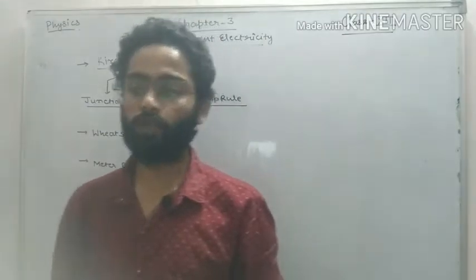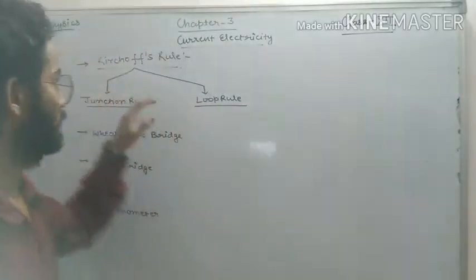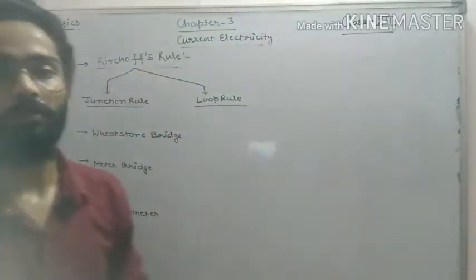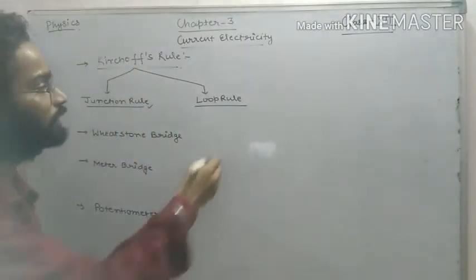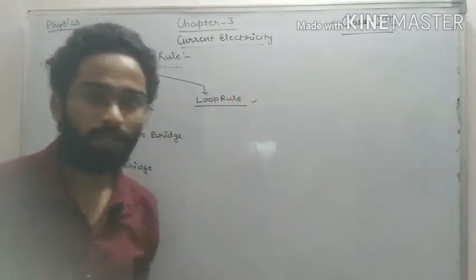Now we are ready with our new topic. That one is Kirchhoff's rules. Let us talk about the Kirchhoff rules. What are the Kirchhoff rules? The first rule is the junction rule, and the second one is called the loop rule.